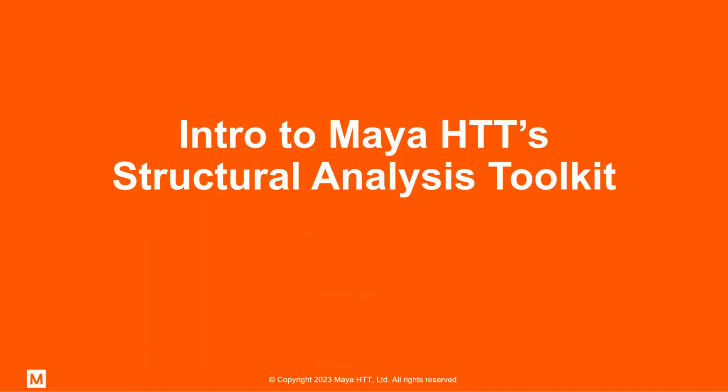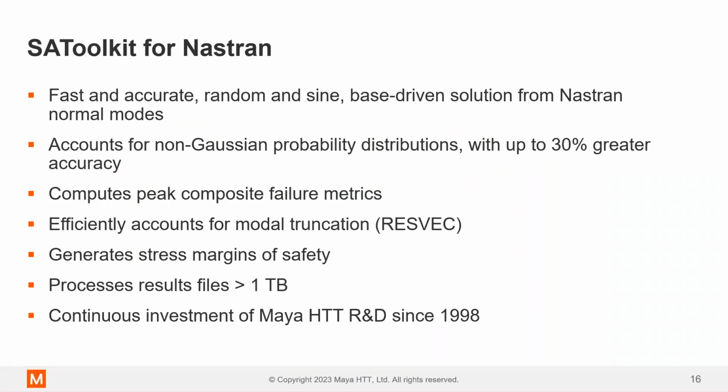So let's do an intro here to Maya HTT's Structural Analysis Toolkit. Let's talk about what this is. It's a fast and accurate, random and sine base-driven solution for Nastran normal modes. So that's taking the Nastran solution 103 modes, doing random and sine on top of that. It accounts for non-Gaussian probability distributions. Many types of random software solvers only assume zero mean Gaussian. We'll talk about that a little more later. SATK, if I say SATK, Structural Analysis Toolkit, SA Toolkit, those are all our brand names for it.